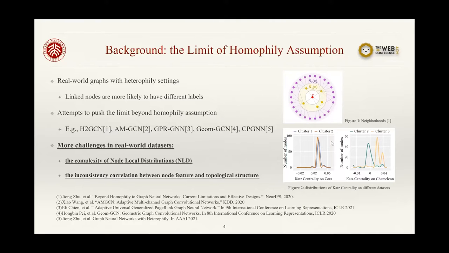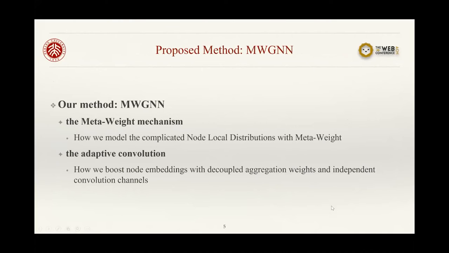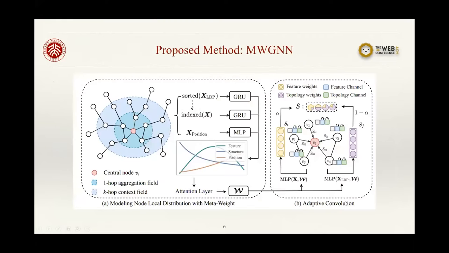In Cora, the card centrality reveals high consistency in different parts, while that of Chameleon shows an obvious distinction between different parts, which further illustrates our point. Furthermore, the correlation between topological structure and node feature distributions is not consistent. Therefore, using one graph convolution to integrate the topological structure and node feature information leads to ignorance of such complex correlation. To tackle these two challenges, here we propose meta-weight graph neural network based on the meta-weight mechanism and the adaptive convolution. The visualization of the framework is shown in the figure.